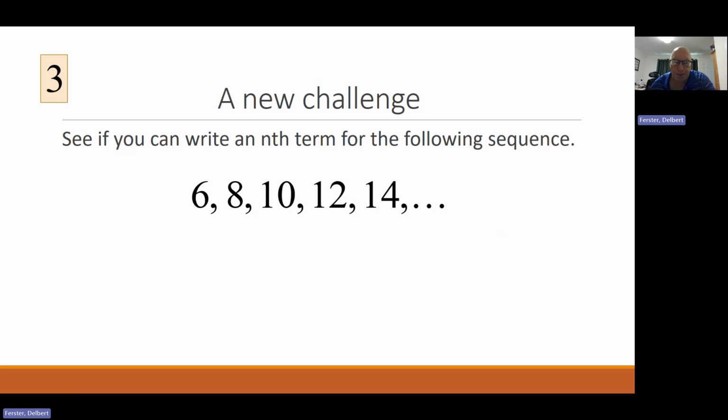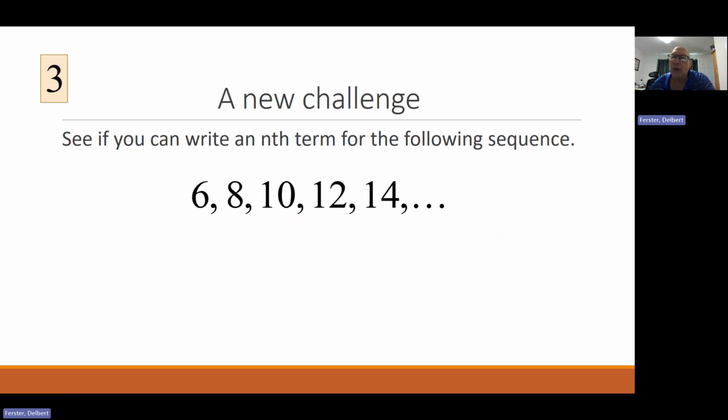All right, new challenge. This time they're going to give us some terms. They're going to ask us to go ahead and find a rule, to try to write an nth term rule that would generate those terms. Now, in the past, this has been a challenge for some of my students. They haven't enjoyed this as much as what we just did on example 2.